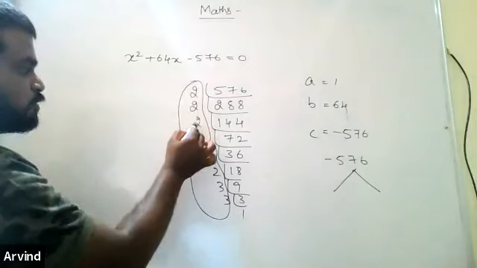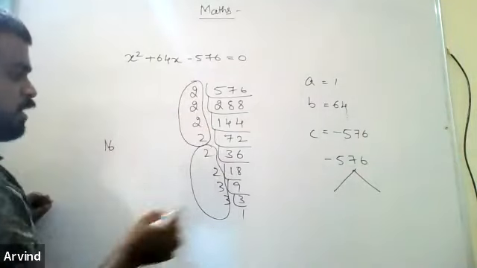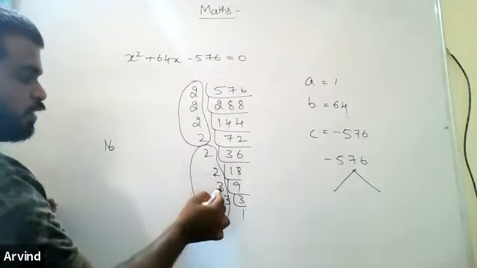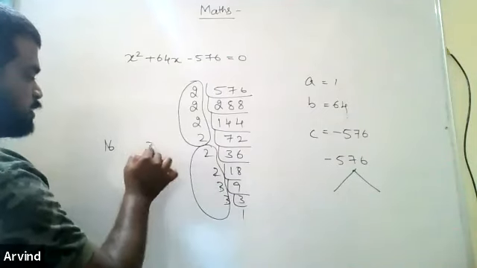2 2s are 4, 4 2s are 8, 8 2s are 16. Multiply all this: 2 2s are 4, 4 3s are 12, 12 3s are 36.